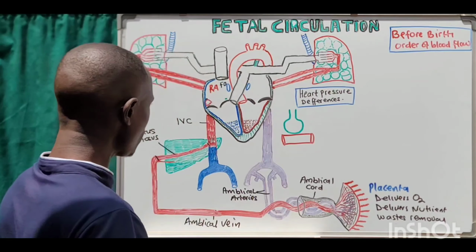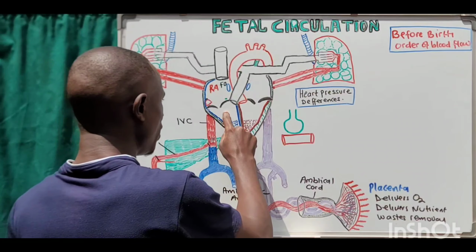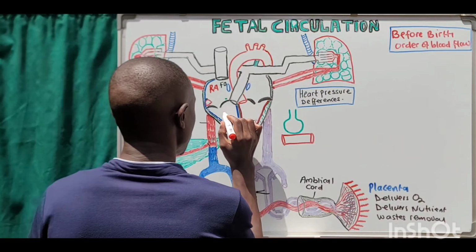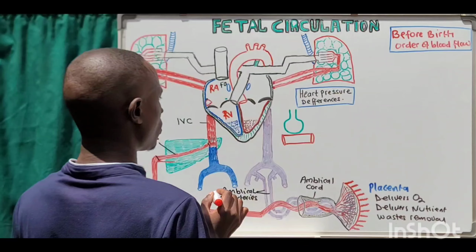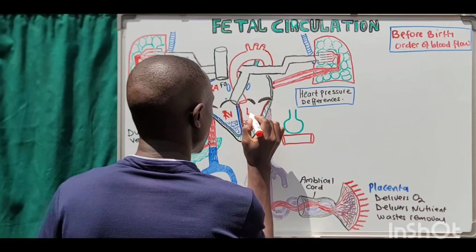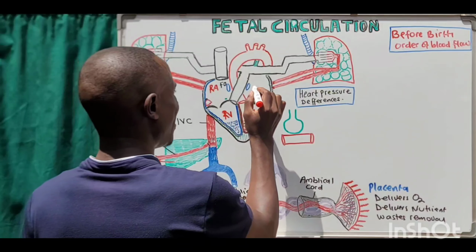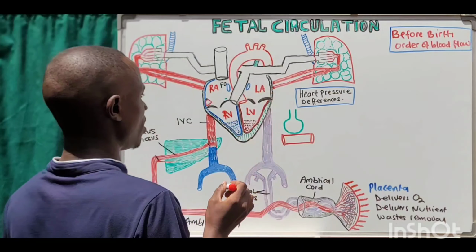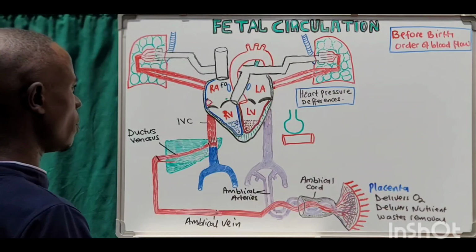Then when we come over down here, this chamber here is what we call the right ventricle, and then this one here is going to be the left ventricle, and then this one here is going to be the left atrium. Okay, that's just anatomical makeup.